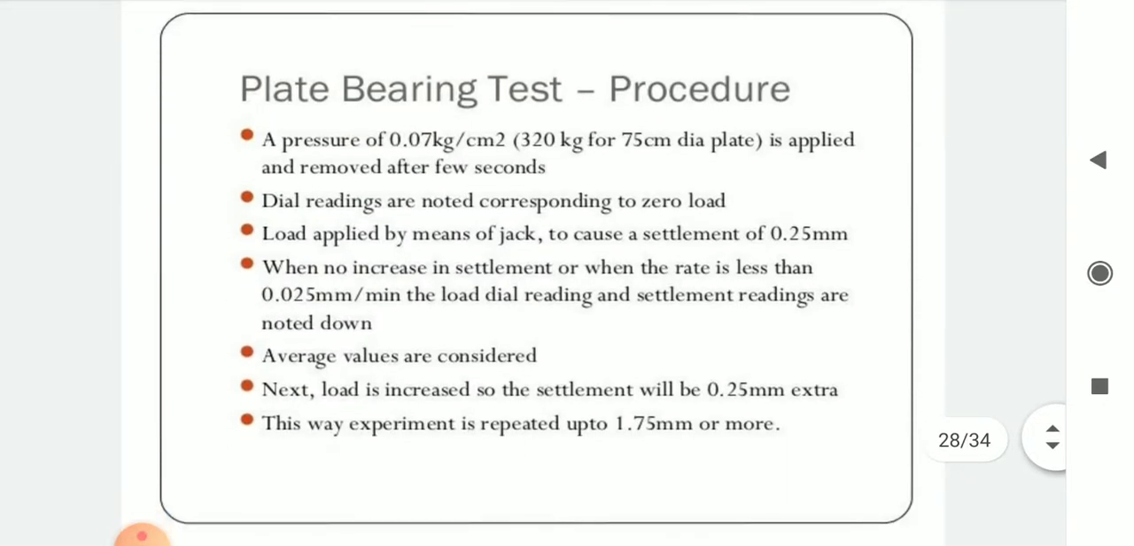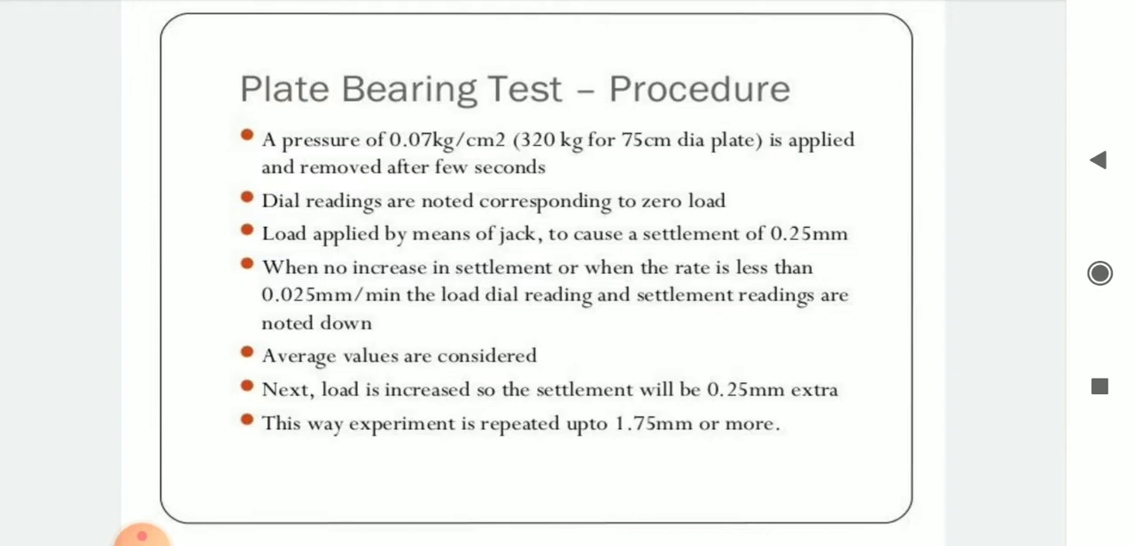Then a pressure of 0.07 kg per centimeter square, that is 320 kg for a 75 centimeter diameter plate, is applied and removed after a few seconds. After that, dial readings are noted corresponding to zero load, and load is applied by means of the jack to cause a settlement of 0.25 mm. When there is no increase in settlement, or when the rate is less than 0.025 mm per minute, the load dial reading and settlement readings are noted down. Average values are considered. Next, load is increased so the settlement will be 0.25 mm extra.